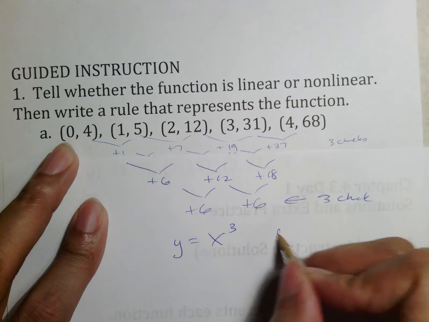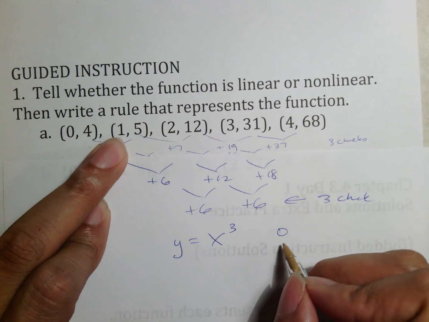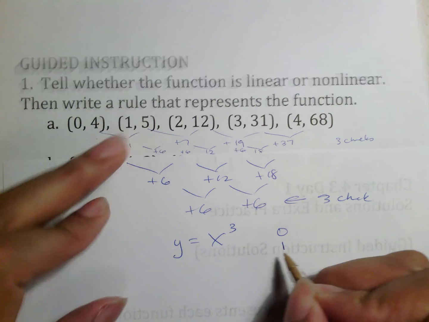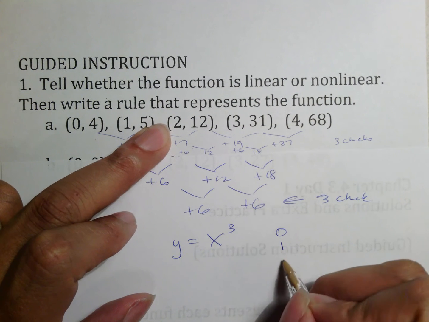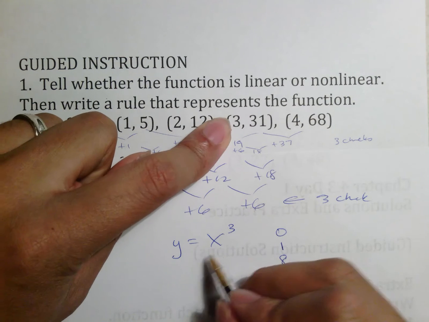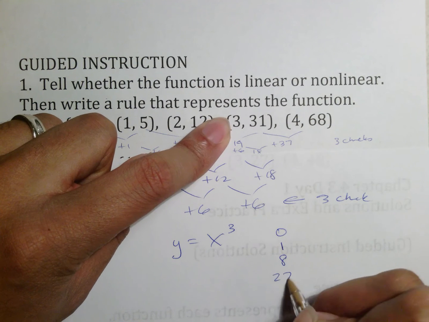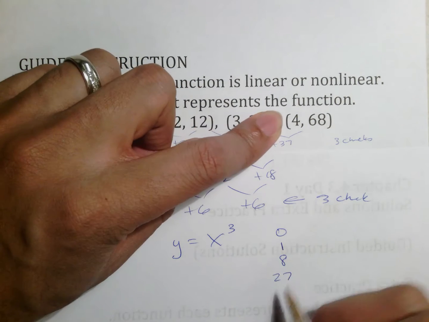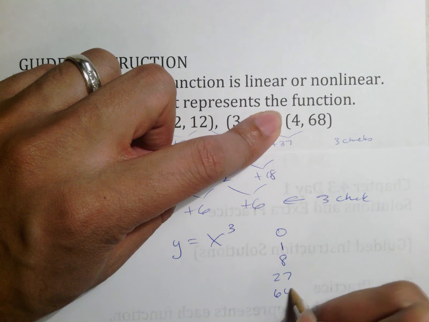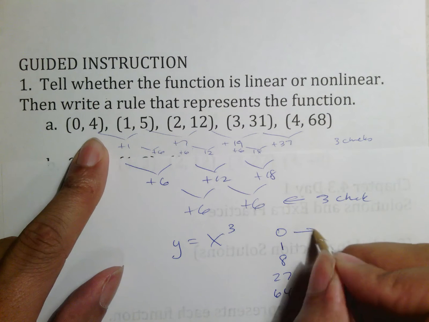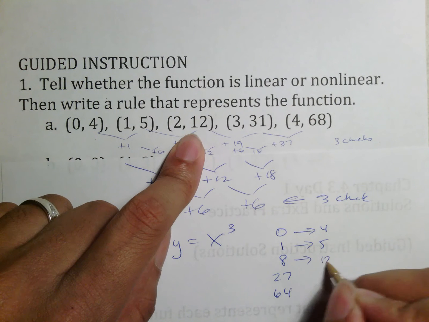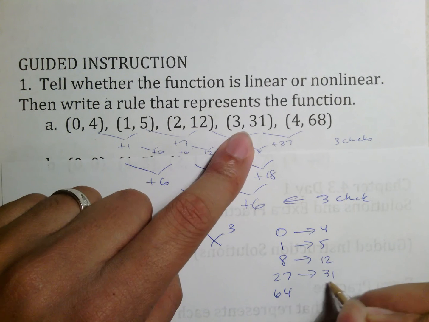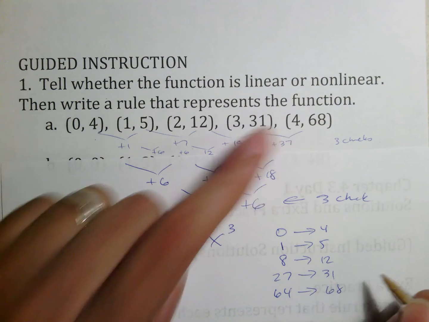0 to the third is 0. 1 to the third, 1 times 1 is 1, times the third 1 is 1. 2 to the third, 2 times 2 is 4, times the third 2 is 8. 3 times 3 is 9, times the third 3 is 27. 4 times 4 is 16, times the third 4 is 64. My actual numbers though are 4, 5, 12, 31, and 68.